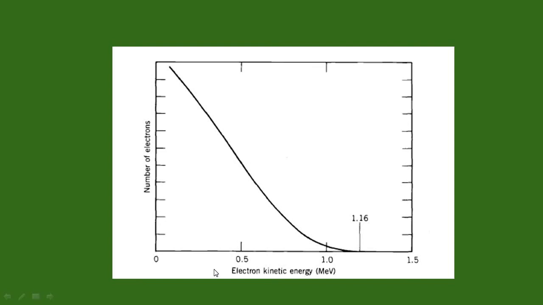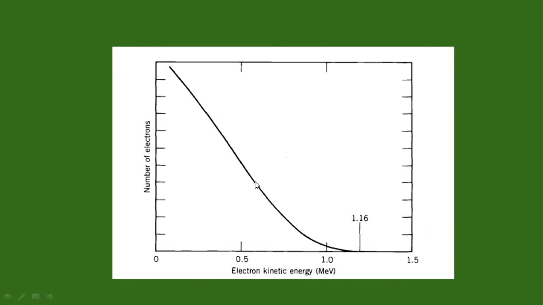And this is the graph. You can see that this is the electron kinetic energy, which is increasing, and this is the number of electrons. The number decreases as the electron kinetic energy increases, and there you get the maximum value, say 1.16 MeV. Above that there is no electron.